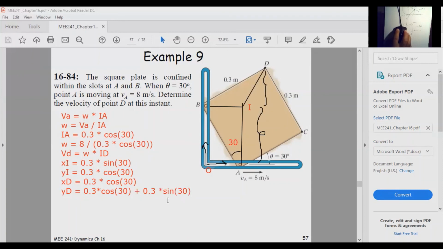Okay, guys, so now if you were to get the velocity at D, then the velocity at D is going to be equal to omega multiplied by ID, right? Or omega multiplied by square root of YD minus YI squared plus XD minus XI squared. Okay, guys, so that is it for this lecture.